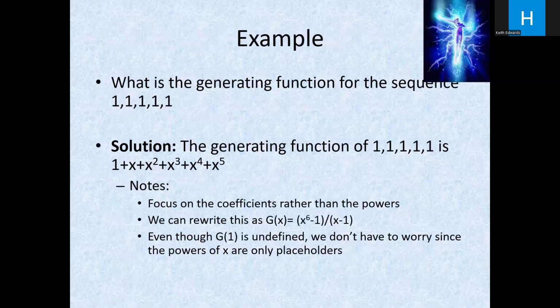So what about the generating function for the sequence 1, 1, 1, 1, 1, 1? So this only has 6 terms. The generating function is going to be 1 times x to the 0 plus 1 times x to the 1 plus 1 times x squared plus 1 times x cubed plus 1 times x to the 4th plus 1 times x to the 5th. And we could rewrite that as x to the 6th minus 1 divided by x minus 1. Even though g of 1 is undefined, in this instance, we don't have to worry since the powers of x are only there as placeholders.